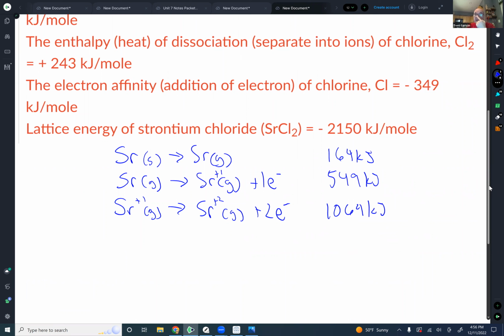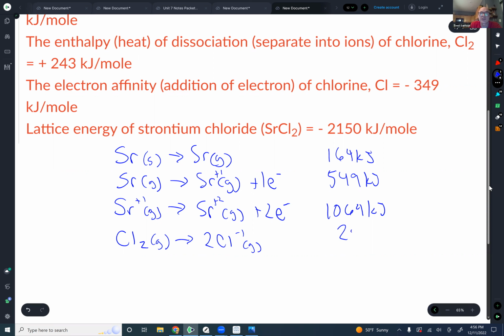And then it's saying you're going to dissociate chlorine, which is a gas, into individual chlorine atoms. And in that process of separating, it is going to take 243 kilojoules of heat.